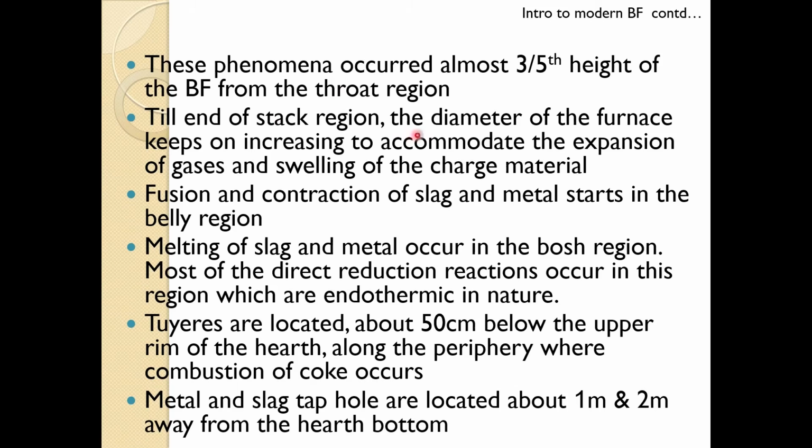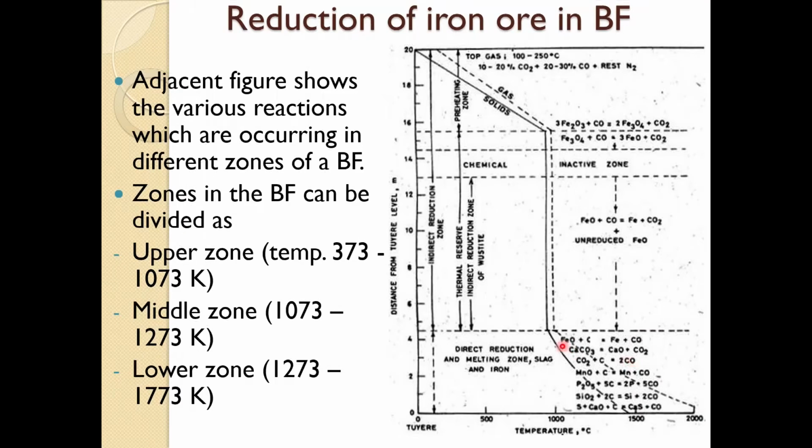Till the end of the stack region the diameter of the furnace keeps on increasing to accommodate the expansion of gases and swelling of the charged material. Fusion and contraction of slag and metal start in the belly region, as we discussed before, and melting of slag and metal occurs in the boss region. Most of the direct reduction reactions, which are endothermic, occur in this region. As you can see, these are the reactions occurring here.